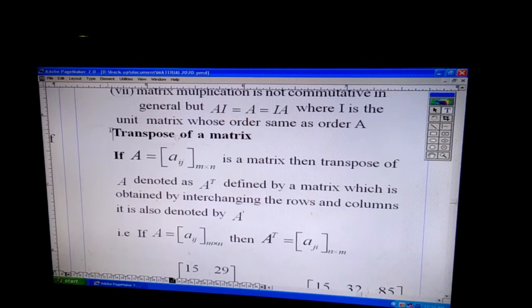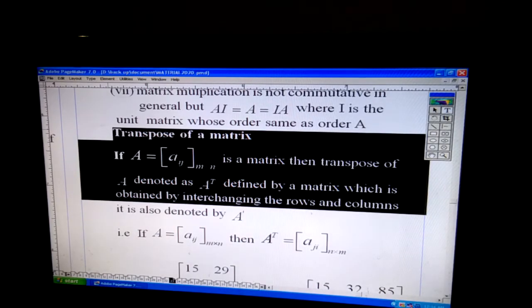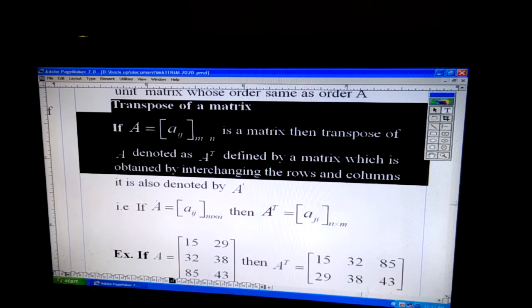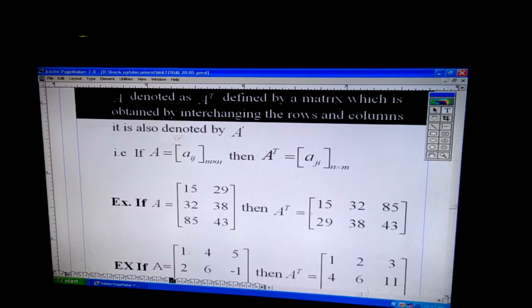Transpose of a matrix. Transpose is nothing but just the interchange of rows and columns. Suppose A equal to Aij, m by n, is a matrix. Then the transpose of A, denoted as A transpose, is defined by the matrix which is obtained by interchanging rows and columns. If A equal to Aij m by n, then A transpose equal to Aji n by m. Here the number of rows m becomes the number of columns m.